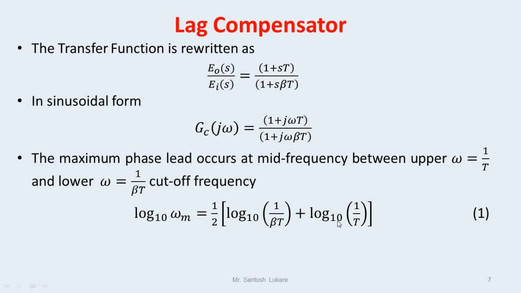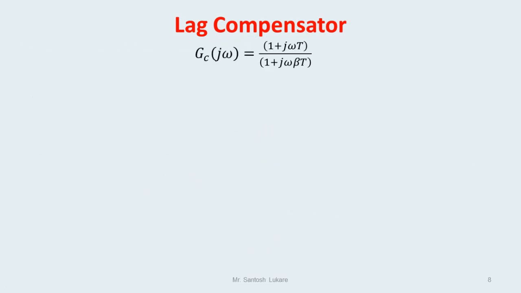This is a logarithmic equation, equation 1. Log of a plus log of b can be solved as log of a into b. If we consider this logarithmic rule, and by taking antilog on both sides, we get the solution of equation 1: omega m is equal to 1 by root beta T. This is equation 2.